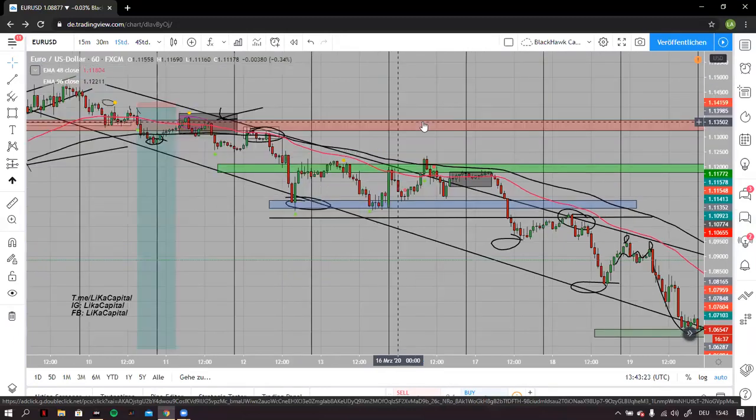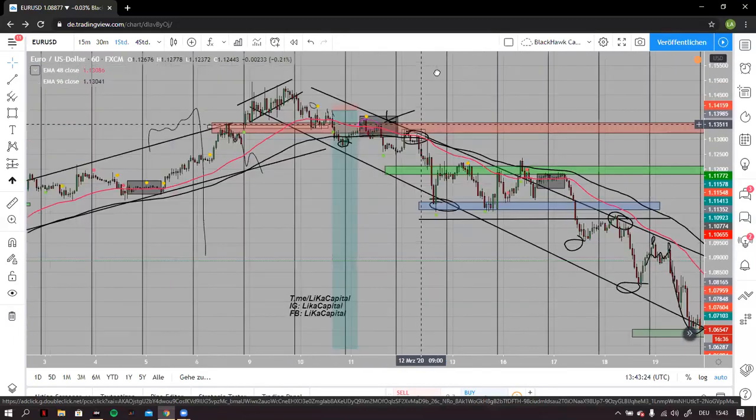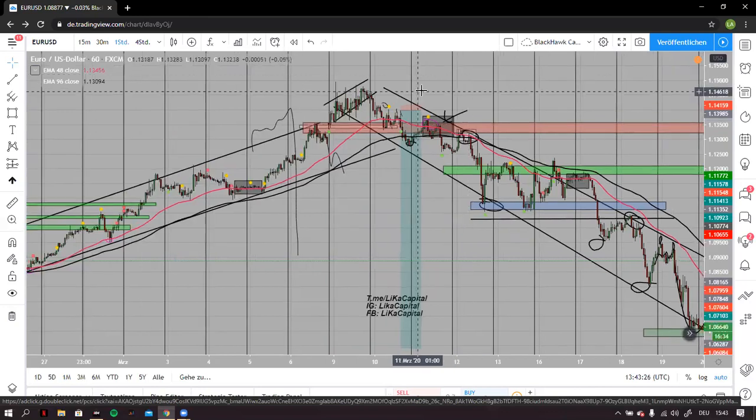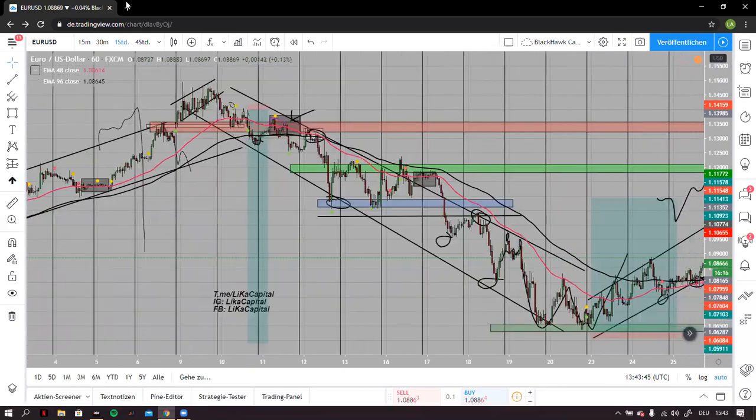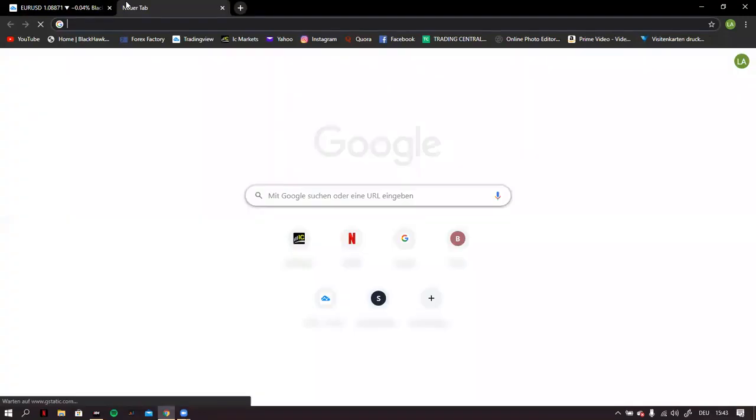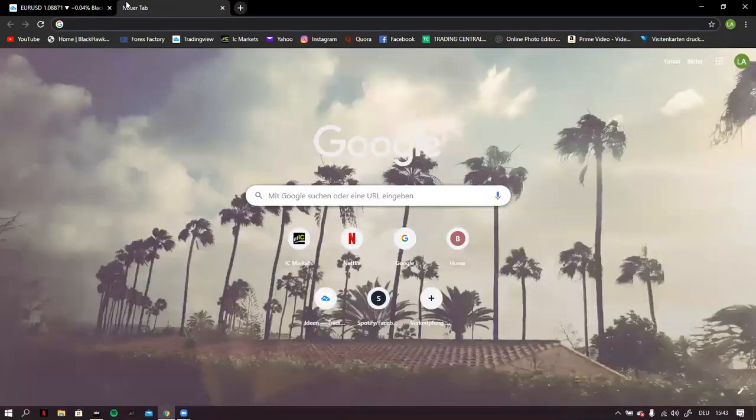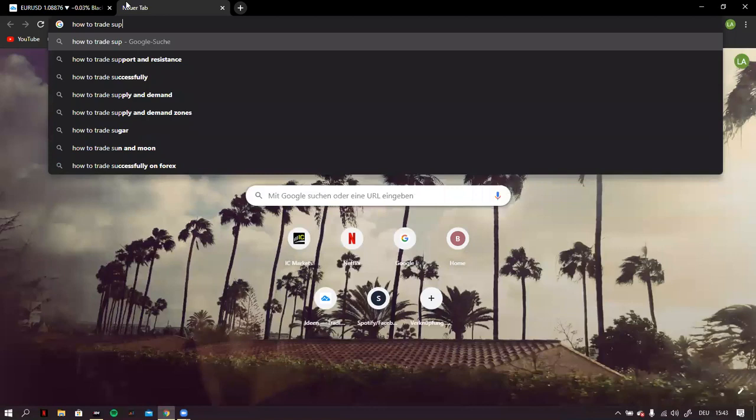I don't know why so many people are trusting Babypips, because this is mainstream propaganda from brokers and stuff like this, where they teach you how to trade to lose money. You never will make money using Babypips or free stuff like this, because this is stuff everyone can find on Google. You know, how to trade support and resistance. Let's Google for it.